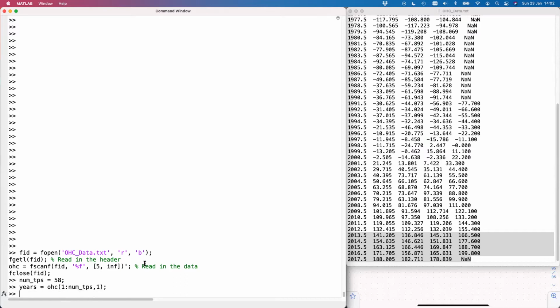And then I'm going to extract my ocean heat content measurements from the same set of entries in the third column there. So those are the measurements that I'm going to use, and I'm going to model them as a function of year.